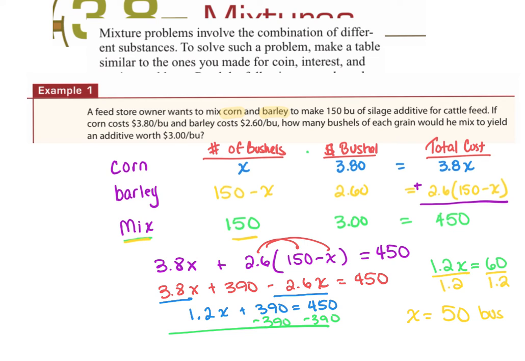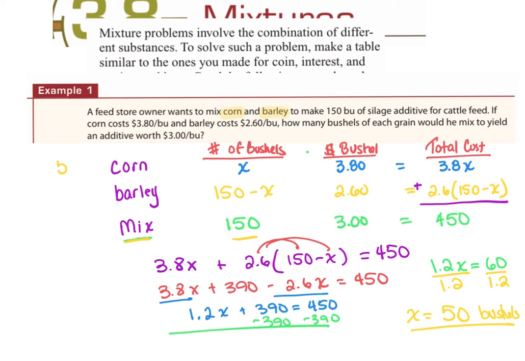All right, 50 bushels. What did they ask? Did they ask for just one of them? No, they want how many of each type. Which one did we solve for? Which one is 50? The corn.